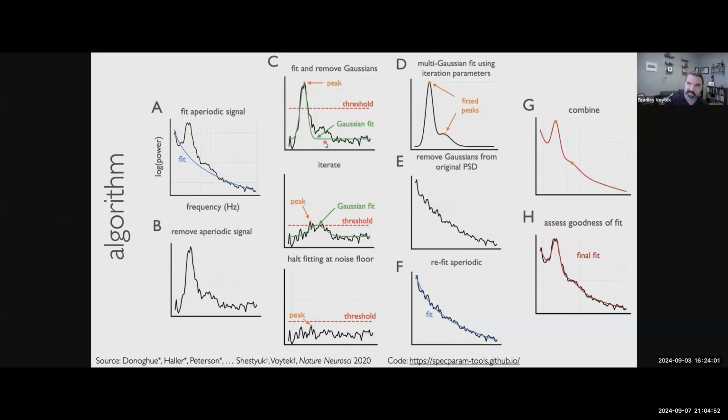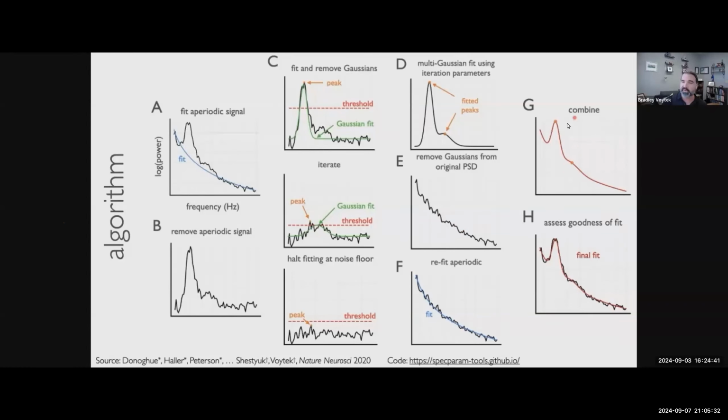Now, the new SpecParam module allows you to actually swap in different functions. We use Gaussians because that was pretty common in the field to use Gaussian fitting. We then subtract that Gaussian fit, and from those residuals, find the next peak, ask if that peak is above our threshold. If so, fit another Gaussian, subtract that out. So you're iterating through. If the next peak is below the threshold, you stop fitting. You go back to that signal here in B, you fit both of those Gaussians simultaneously, subtract that out from the original power spectrum in A to get a cleaner estimate of the aperiodic signal, refit that, combine them all here in red.